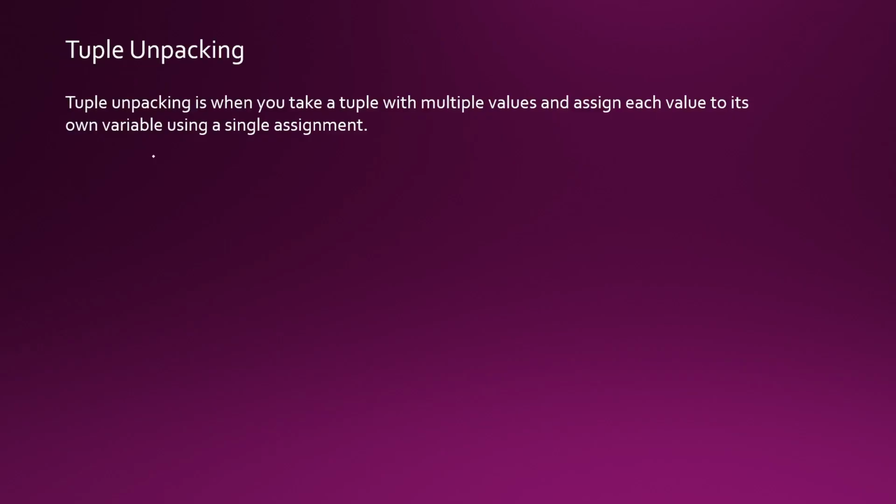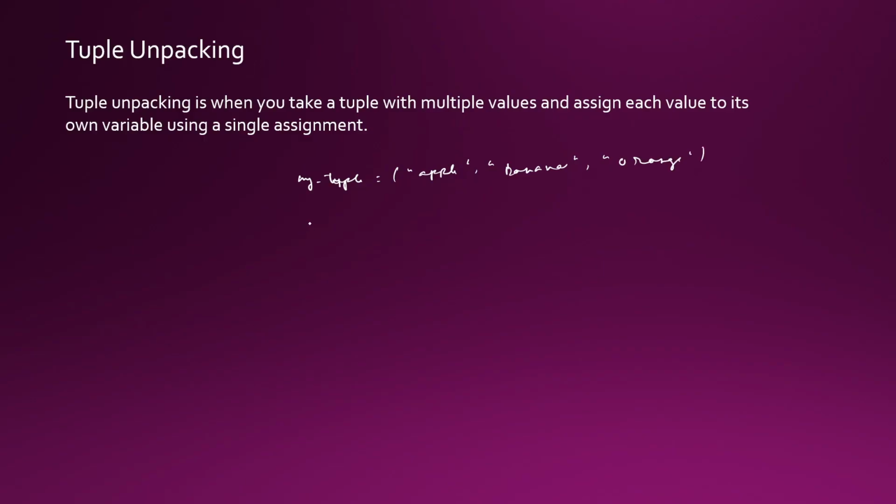Next is tuple unpacking. Tuple unpacking is when you take a tuple with multiple values and assign each value to its own variable using a single assignment. For example, suppose this is my tuple, with the values apple, banana, orange. Now we can assign each value to its own variable.